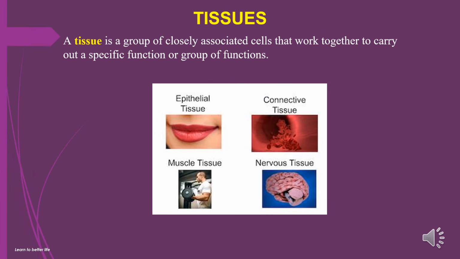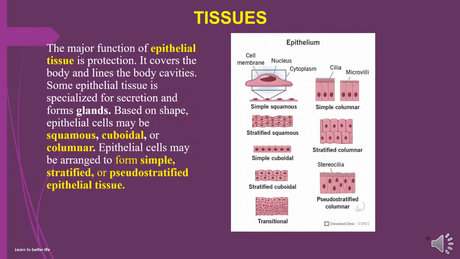A tissue is a group of closely associated cells that work together to carry out a specific function or group of functions. The major function of epithelial tissue is protection. It covers the body and lines the body cavities. Some epithelial tissue is specialized for secretion and forms glands. Based on shape, epithelial cells may be squamous, cuboidal, or columnar. Epithelial cells may be arranged to form simple, stratified, or pseudostratified epithelial tissue.